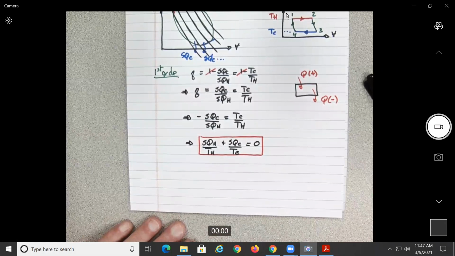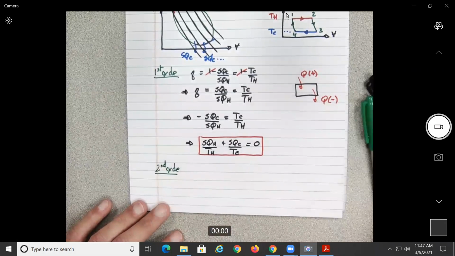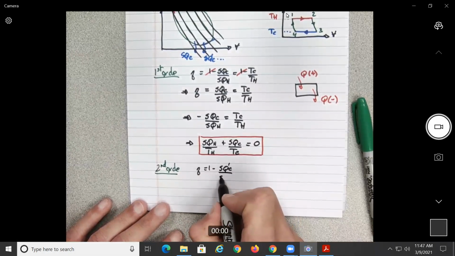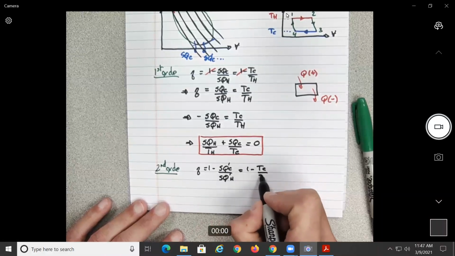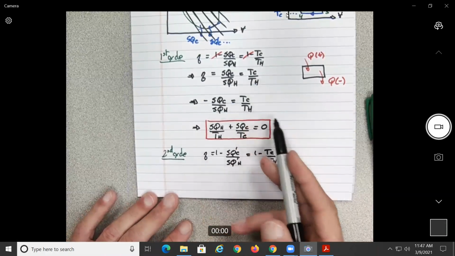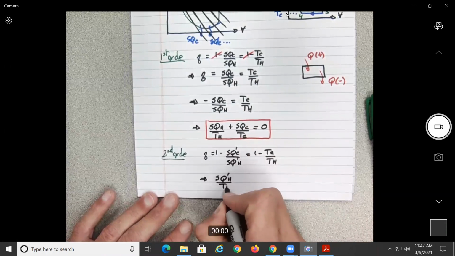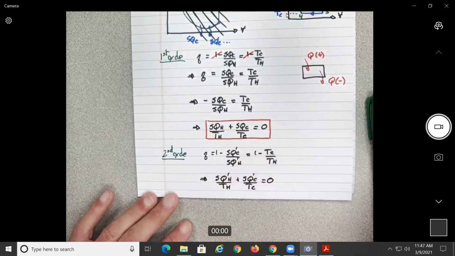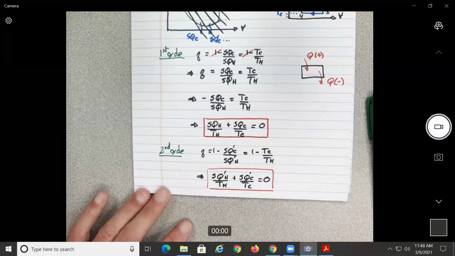Okay? Now, if we do the same thing for this second cycle, what are you gonna get? The same thing but with the primes. So if you follow exactly the same two-step procedure, you get that delta Q sub prime H over T sub H plus delta Q sub prime C over T sub C will be equal to 0.